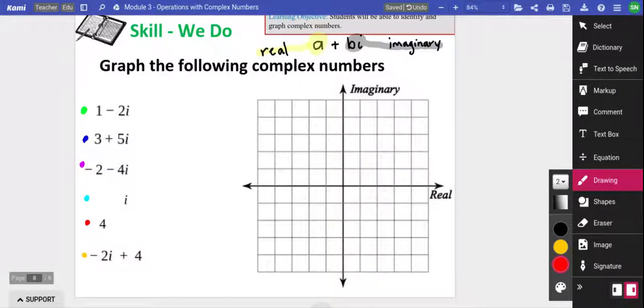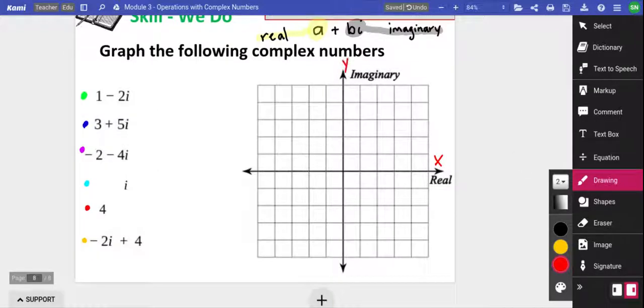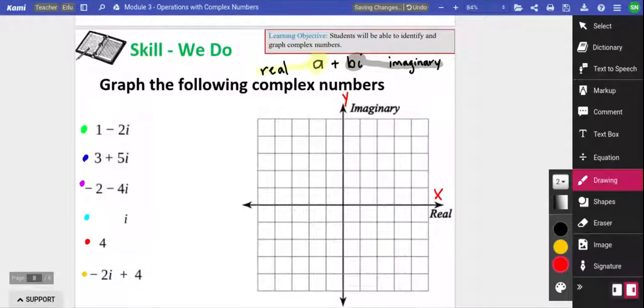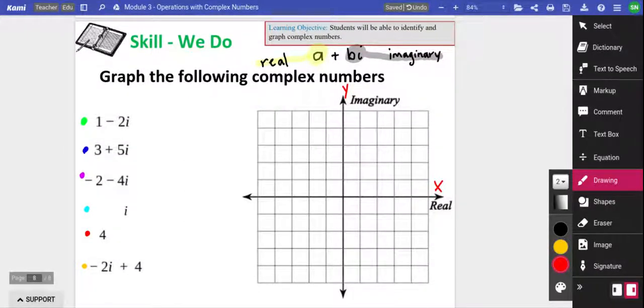Now, before, you learned that the horizontal axis was the x-axis, and the vertical axis was the y-axis. We will be using a similar technique to graph complex numbers. Now, instead of the x, you will be using the real, and instead of the y, you will be using the imaginary part.